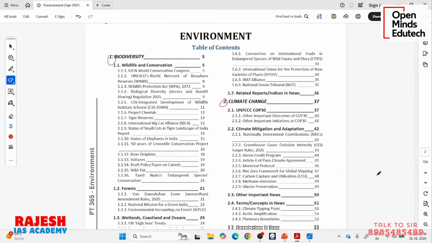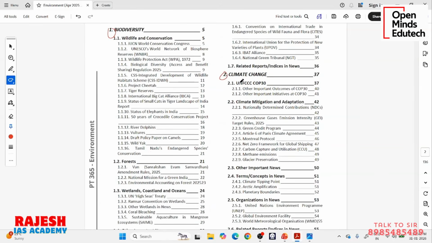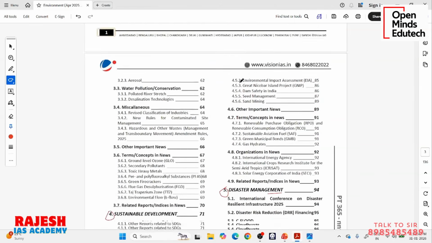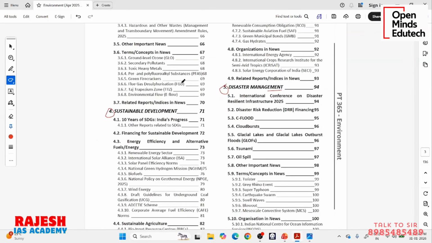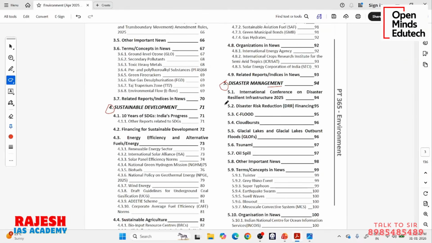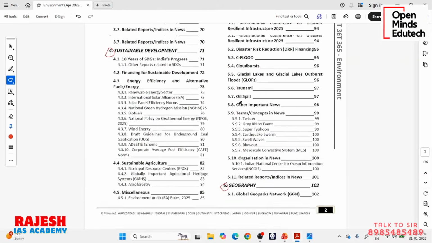So biodiversity is given as section 1. There are subtopics in that. Then comes climate change as section 2. Then you can see pollution in section 3, sustainable development in section 4. Disaster management and geography are sections 5 and 6.